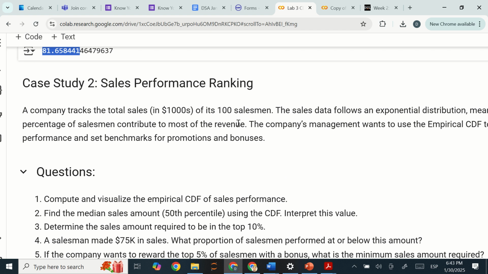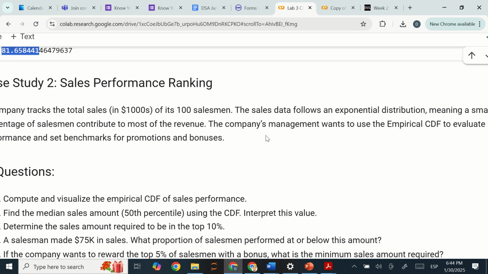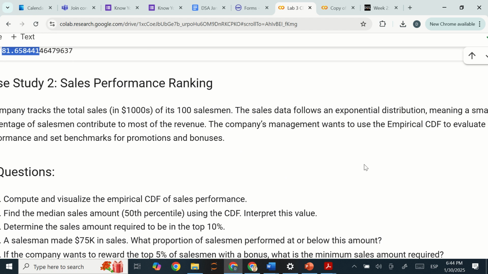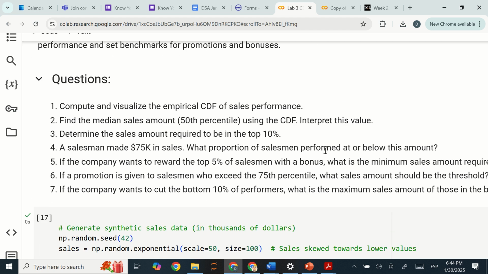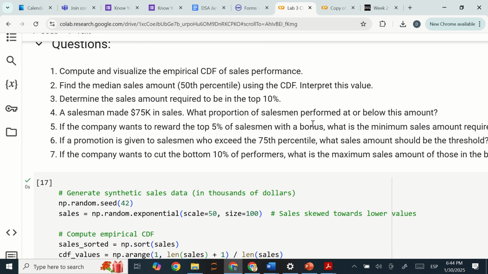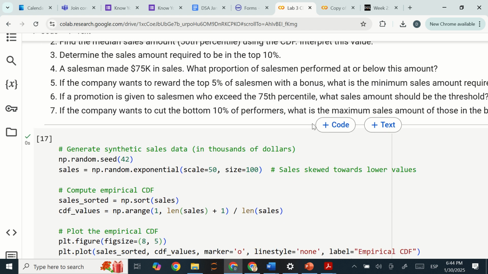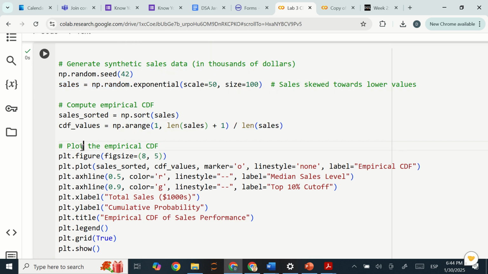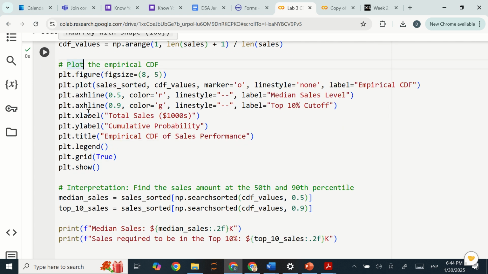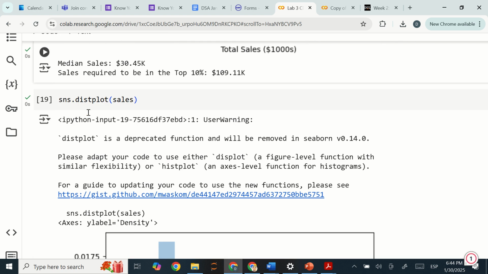They are analyzing information of 100 salesmen. Information is in thousands. Data for the sales follow an exponential distribution, not a normal like in the previous one. We have similar questions here, like analyze their data, some metrics, like what are the top performing salesmen, things like that. So we generate our exponential data, the sales for the 100 observations, and then we visualize the information.